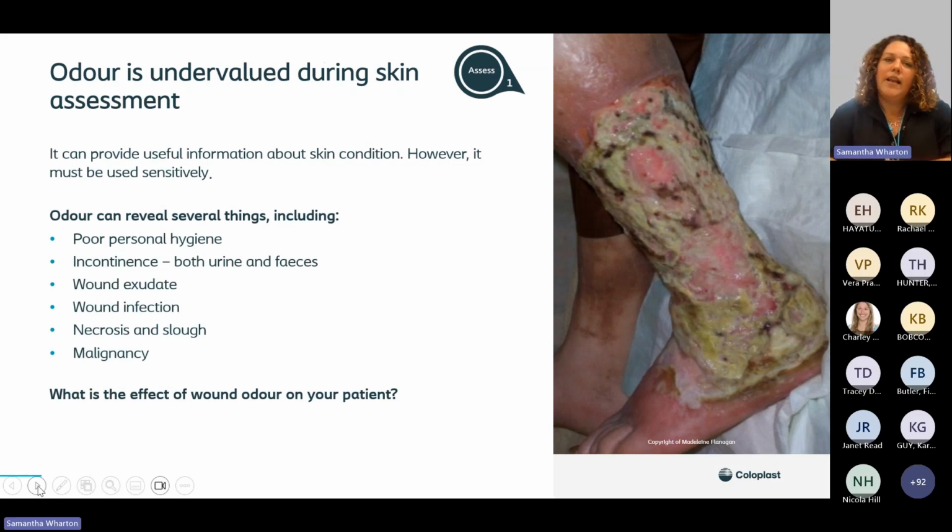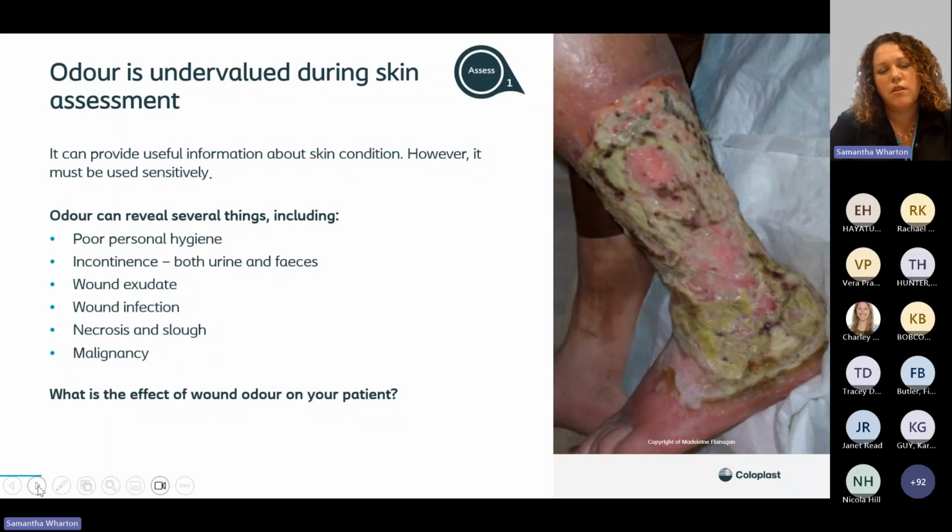We've discussed this quickly, but odour is really undervalued during skin assessment. It's so important because it tells you so much about the patient. So I used to see patients that would come into the clinic and often you could see if they had urine on their bandages, and that would give you that indication. Obviously, you would have that conversation very sensitively with that patient, but if they've got urine on their bandages, they're obviously struggling to get to the toilet in time, and it leads you to have that open and honest conversation with your patient.